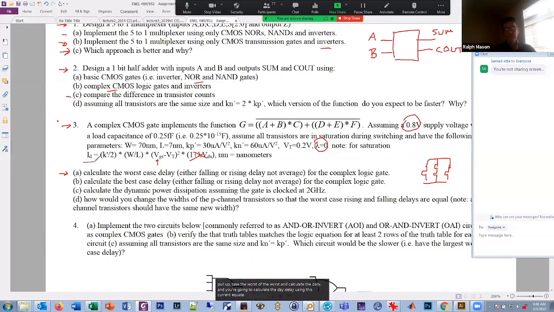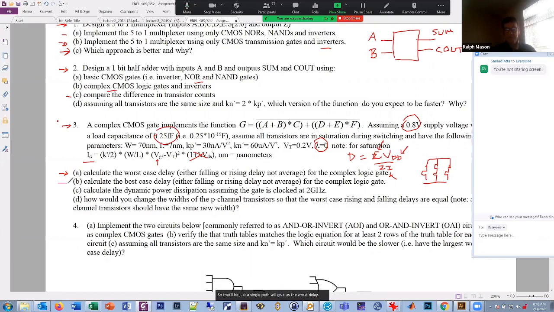And you're going to calculate the delay using this current equation. The delay is C VDD over 2I. And you're going to plug in this capacitance here. You got the capacitance, you know what the VDD is. Once you calculate the I, you can calculate the delay, and you're going to figure out which is the worst delay. So that'll be just a single path that will give us the worst delay.